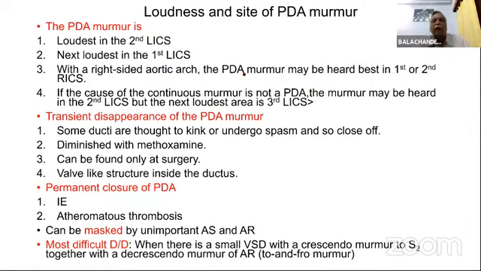When you come to the PDA murmur, as I said, it is loudest at the second left intercostal space, next loudest at the first left intercostal space. What happens if there is a right-sided aortic arch? It may be heard on the right side. So if the cause of the continuous murmur is not a PDA, the murmur will be in the second left intercostal space, but next loudest in the third left intercostal space. So it can disappear occasionally, and the most important differential diagnosis here would be a small VSD with AR. Next slide.